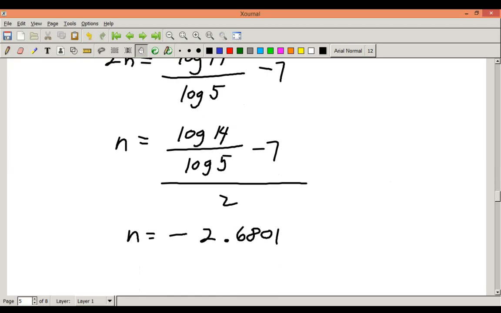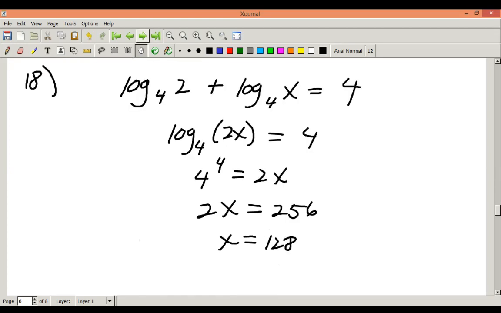The last three problems then would be to solve log equations. So let's take a look at number 18. Notice on number 18, you got two logs on the left side that are added. So we're going to have to condense those into a single log using our rules that we have. And then we'll go from there. So those logs are added, so we're going to use the log of a product backwards to condense those into a single log. So it's going to be log base 4 of 2 times x equals the right side.